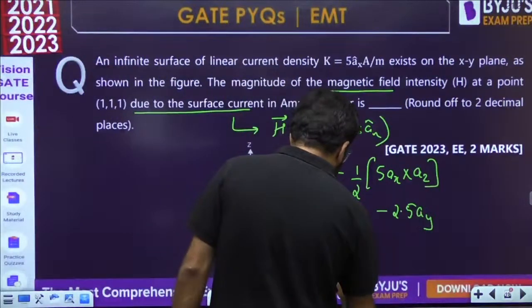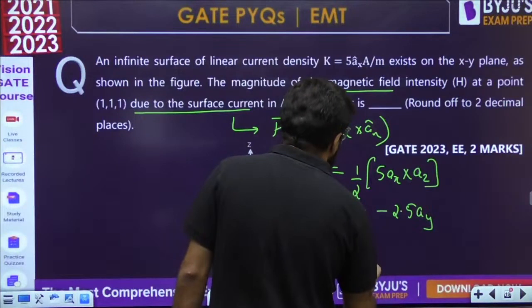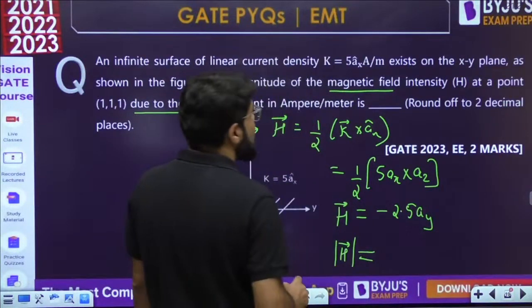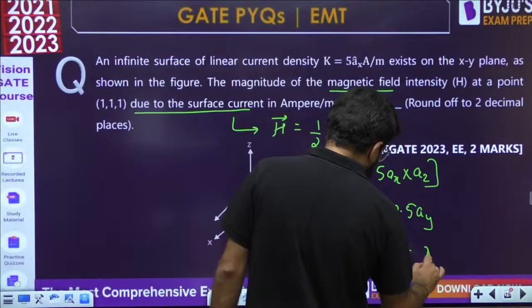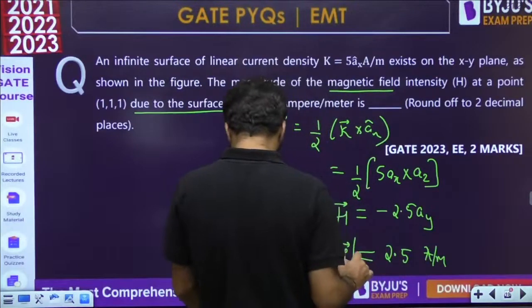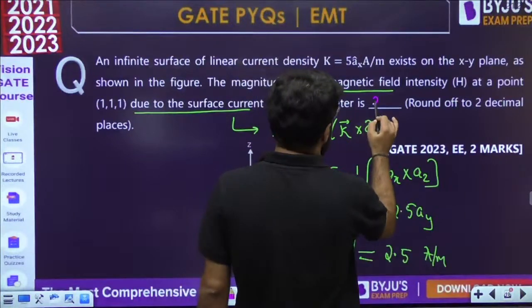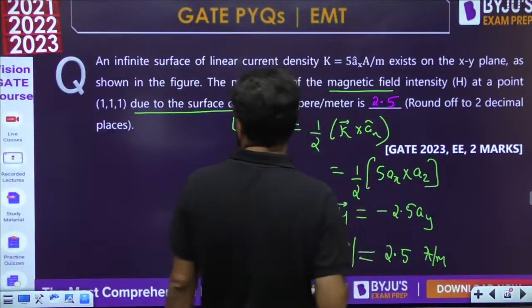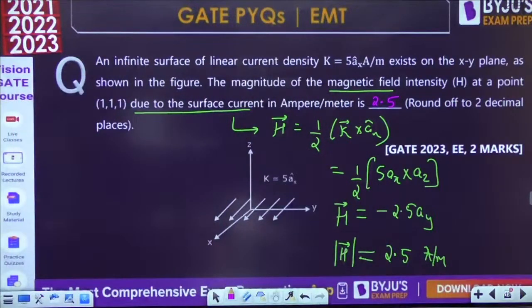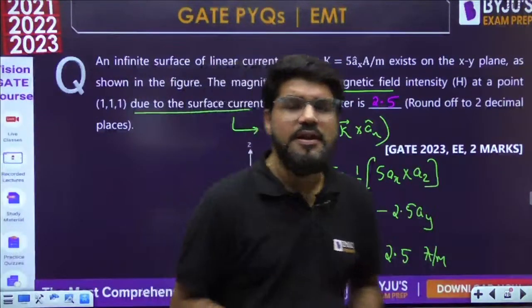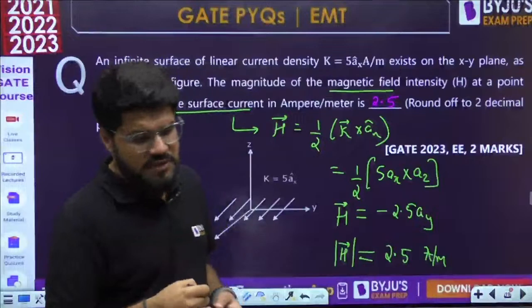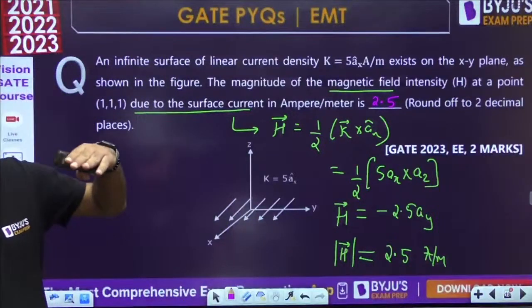So what is the magnitude of this magnetic field intensity H? That is simply 2.5, a simple one. 2.5 ampere per meter. Done? Because the sheet is in the XY plane and the point of observation is (1,1,1), at a particular height above.